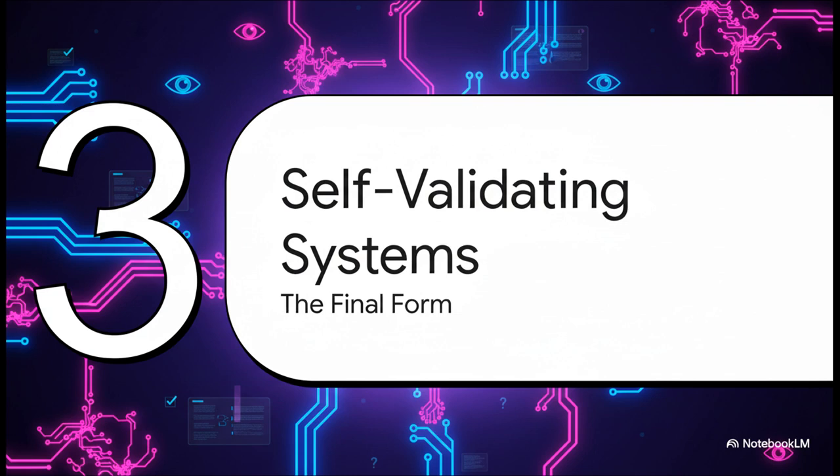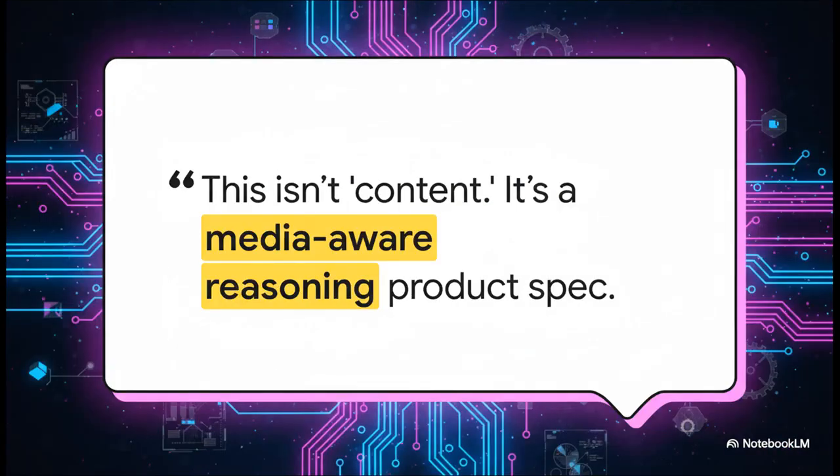Well, the next level is a system that doesn't just do things, it actually understands and can explain itself. This is where it gets wild. This quote, this is from a document for a system called Mother MAE, and it is pretty mind-bending. It tells us we're looking at something fundamentally different. The AI isn't just spitting out content anymore, it's producing a media-aware reasoning product spec. Okay, but what on earth does that actually mean?